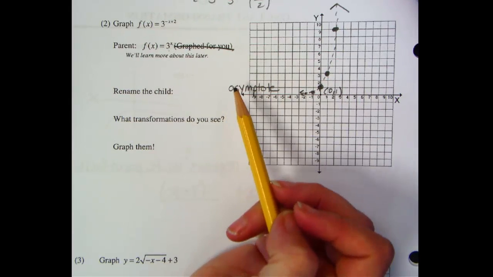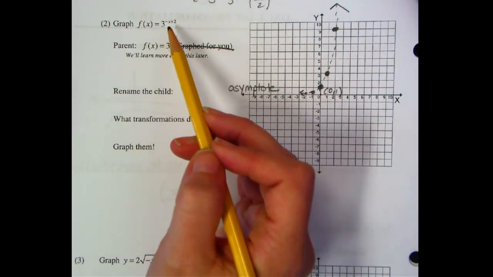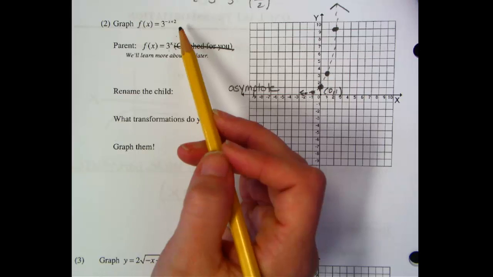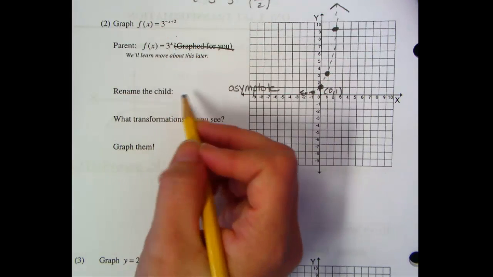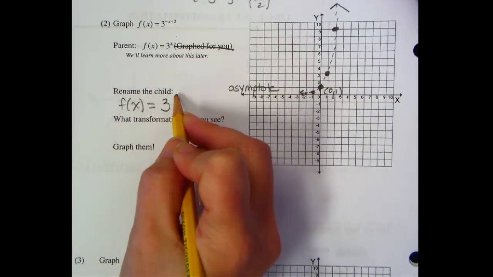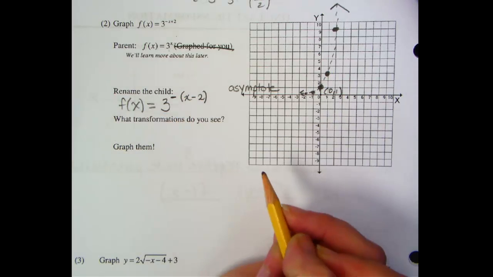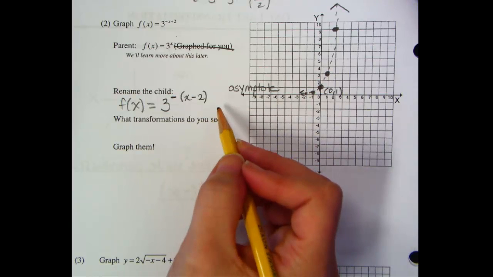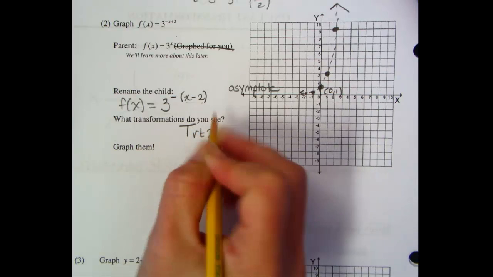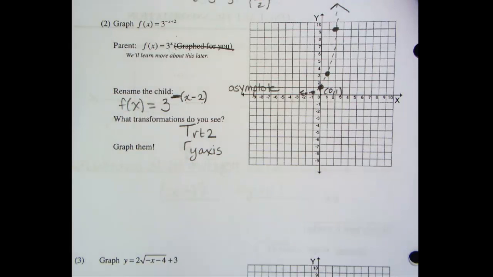So just like the previous equation, we need to rename the child because I have a negative up there attached to the x plus 2, and that entire exponent behaves as grouping symbols, parentheses. So I'm going to rename that child as f of x equals 3 to the negative, factored out, x minus 2. And now again I can see my transformations. Minus 2 in parentheses, I translate right 2 units. Negative out front, I reflect over the y-axis, and we can graph them now.